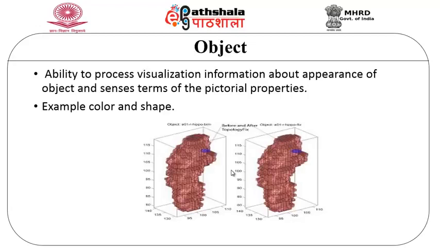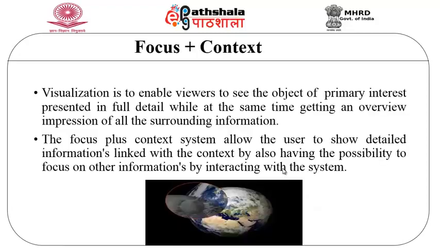The next one is object. The ability to process the visualization information about appearances of the object in terms of the pictorial properties. For example, it is a color and shape. We try to memorize the color and shape of the object as such, which helps us to remember the entire object. Next is what is focus plus context?